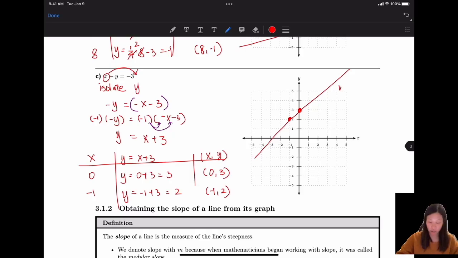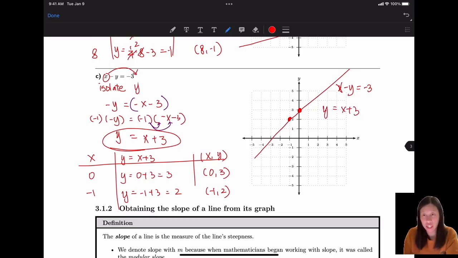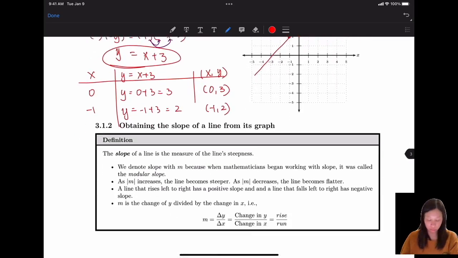Now this line is what? You can either write x minus y equals -3, or you can write it in the transformed form, which is y equals x plus 3. These two are equal. You can write either way, but I would prefer y equals x plus 3.